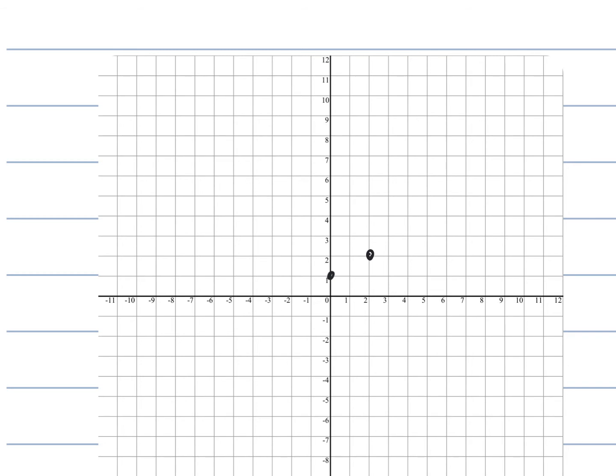Did we all hear that? How many points does Mr. J want? 3. So go up 1 again and then go to the right 2. How many points do I have? What do I do after I have 3 points? You draw the line. So I drew a nice line. What do I call my line? f of x, and it is the parent. That is our parent function.